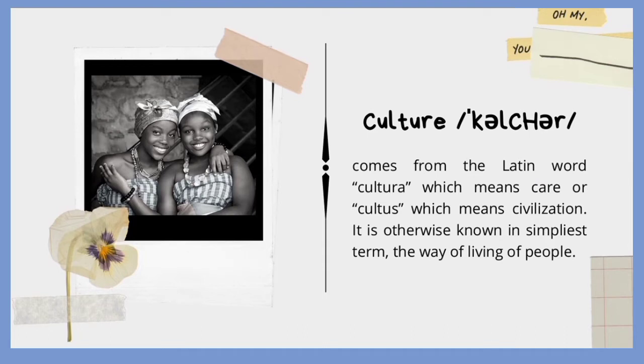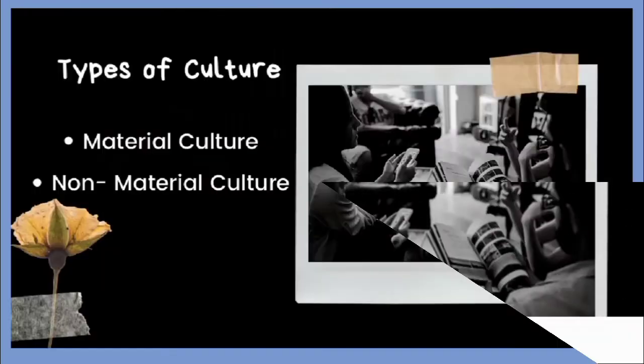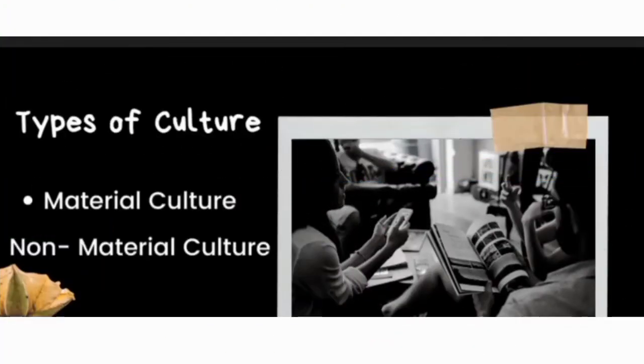Culture comes from the Latin word cultura, which means care, or cultus, which means civilization, and it stems from colere, which means to tend, guard, cultivate, or till. To cut it short, culture is the way of living of the people. It rests on how we live, what we believe in, and how we see the world, bounded by our principles in life. Let's move forward and talk about the two types of culture, the material culture and the non-material culture.